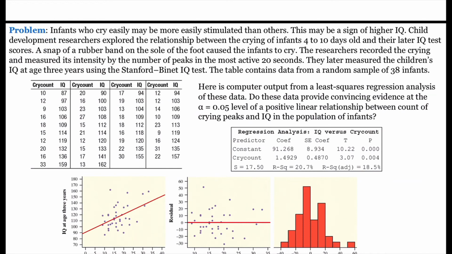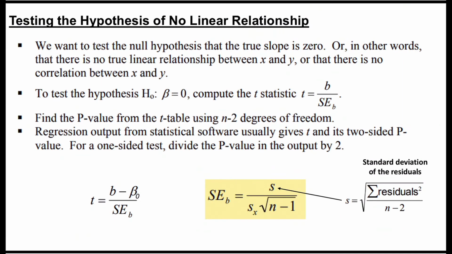Okay, so last part. Before we go to the actual problem, let's go back to that one we skipped earlier. Testing the hypothesis of no linear relationship. That's always going to be the hypothesis for these: there is no relationship. If there's no relationship, that means the true slope is zero. We want to test the null hypothesis that the true slope is zero, or in other words, that there is no true linear relationship between X and Y, or that there's no correlation.